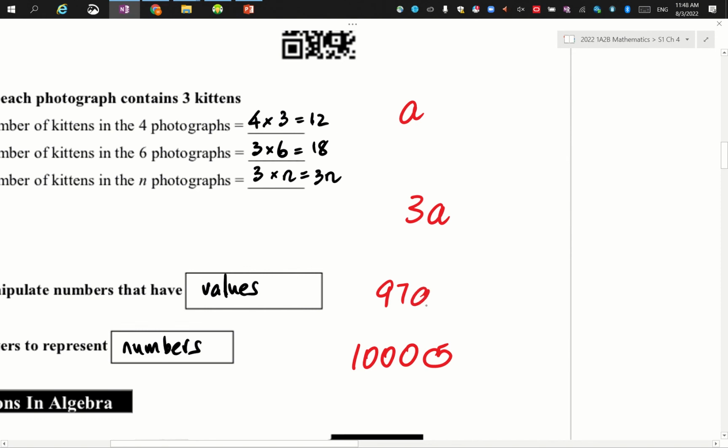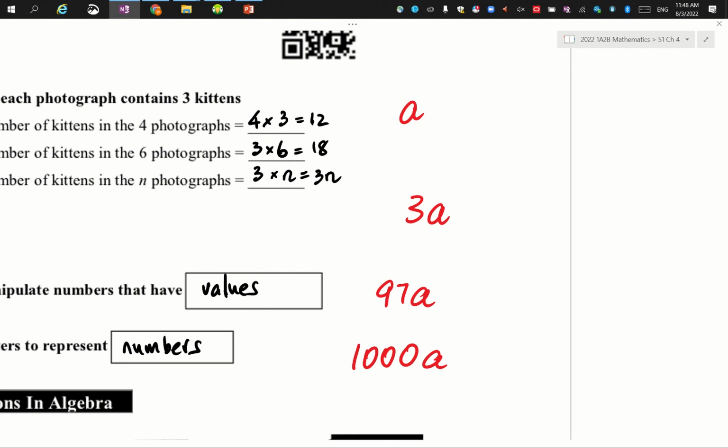97 apples becomes 97A. 1,000 apples becomes 1,000A. You see, I only replaced the picture of the apple with a letter. You guys were very comfortable with the picture of the apple. Please don't tell me that you cannot. You're uncomfortable with this? Oh, Mr. Wong, I cannot take letters in maths. Okay, but you can take pictures, right? Pictures, letters, same thing. They just represent something.